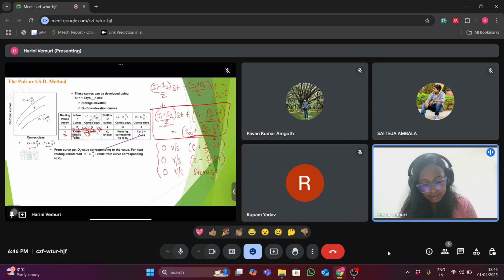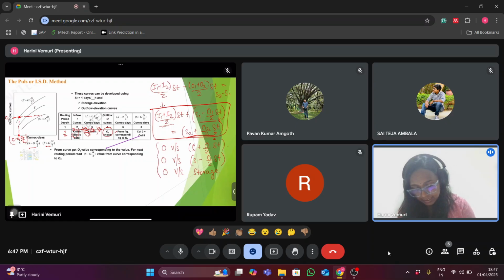Then if we have the outflow at time step O1, suppose this is the O1 value, then by drawing a line, we can get the value of S1 minus O1 into delta T by 2, at this point. So this value will give us S1 minus O1 into delta T by 2, and we will keep it here.